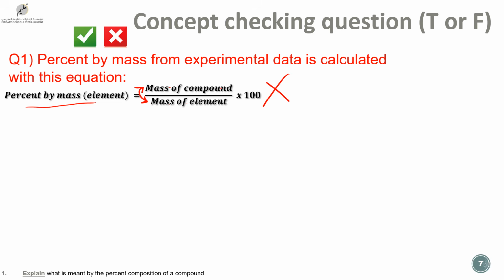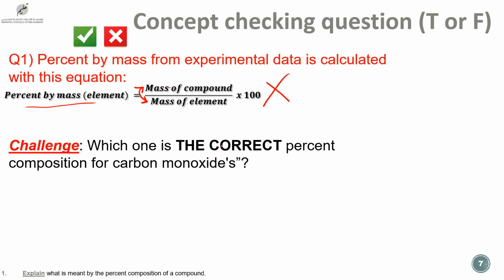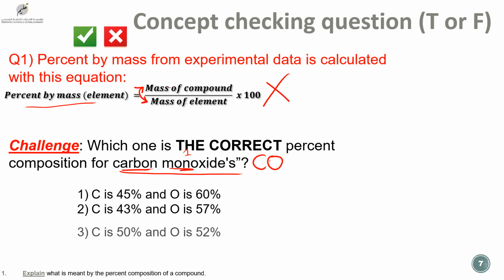So this is wrong. Now, which one is the correct percent composition for carbon monoxide? Carbon monoxide is the compound CO. Carbon is one atom, monoxide, remember mono is 1 and oxide is O. So which one of the following is going to give you a correct percent composition? Well done. The correct answer is C.